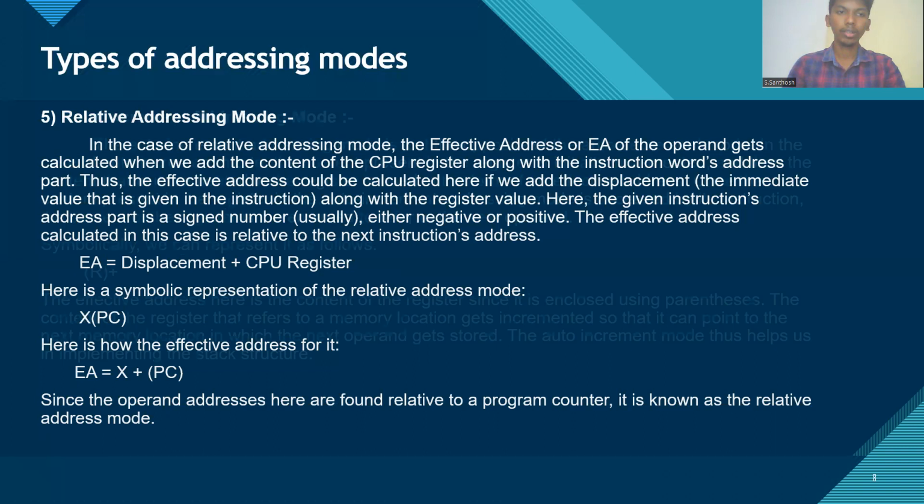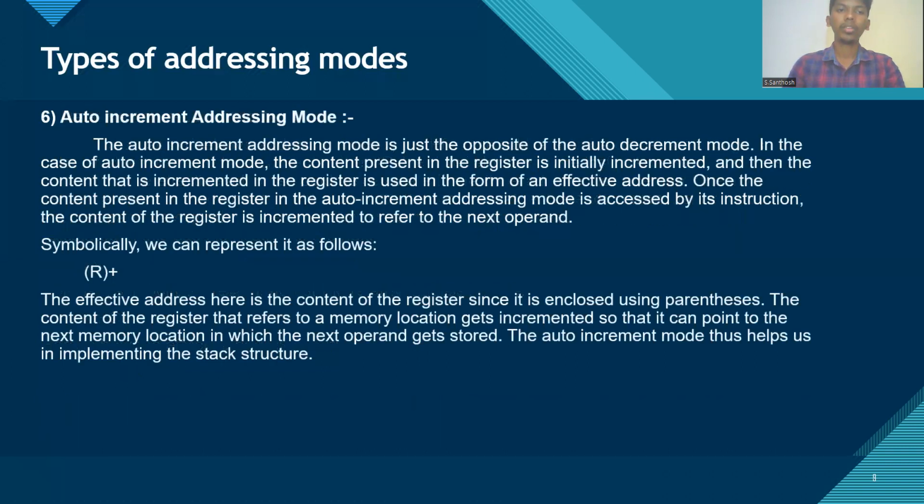So next we'll see about the auto incrementing addressing mode. The auto incrementing and auto decrementing addressing modes are other, extra types of addressing modes. The auto increment addressing mode is just the opposite of the auto decrement mode. So there are two types in these auto modes, that is auto increment and auto decrement.